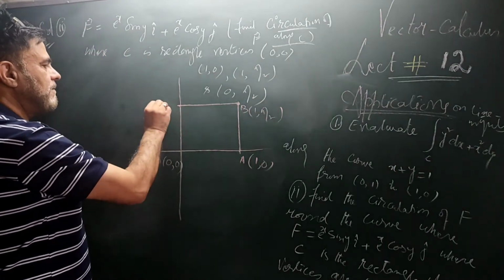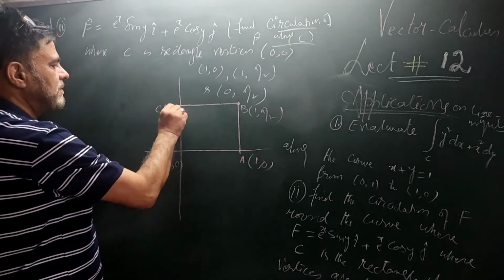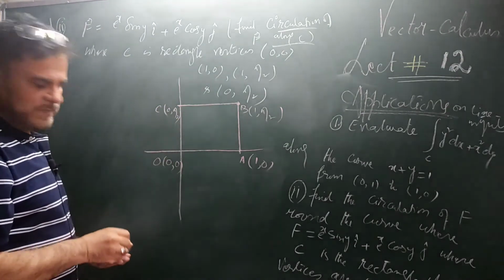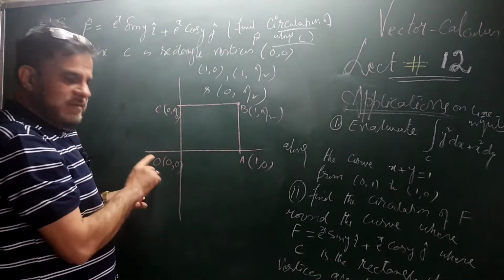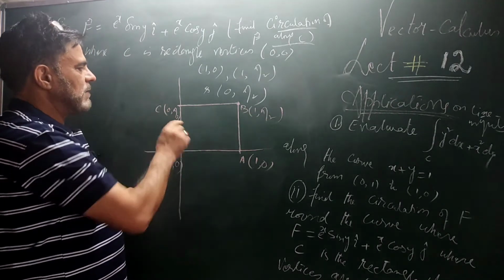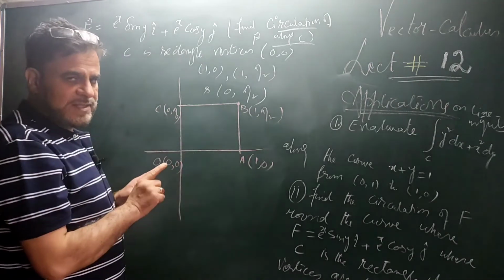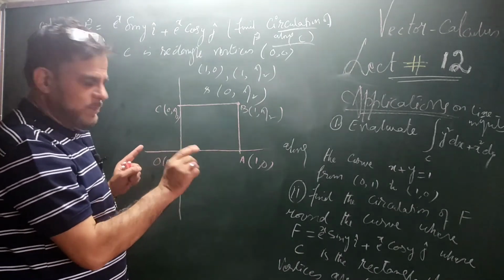And let it be C (0, pi by 2). Well, this is a rectangle OABC. Given vertices are (0, 0), (1, 0), (1, pi by 2) and (0, pi by 2). So the rectangle is my required curve, the given curve. So it is divided into 4 parts.